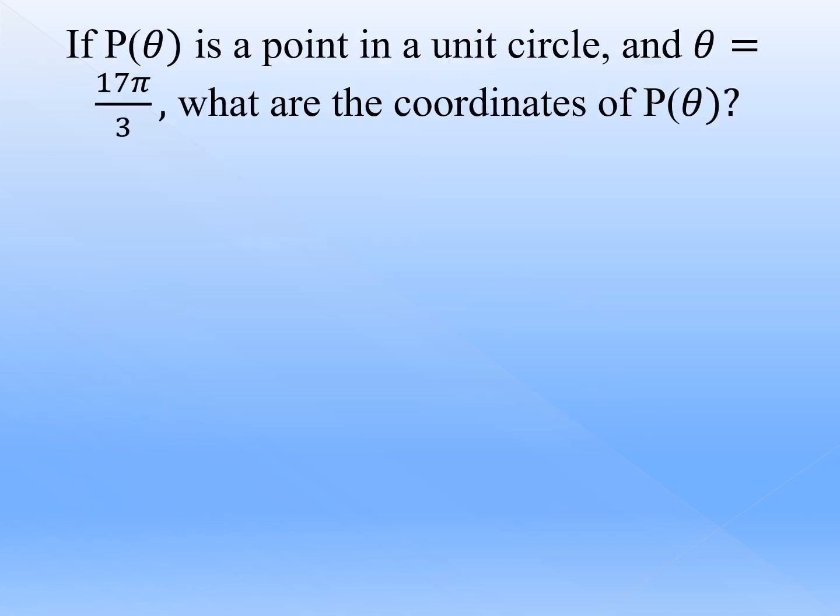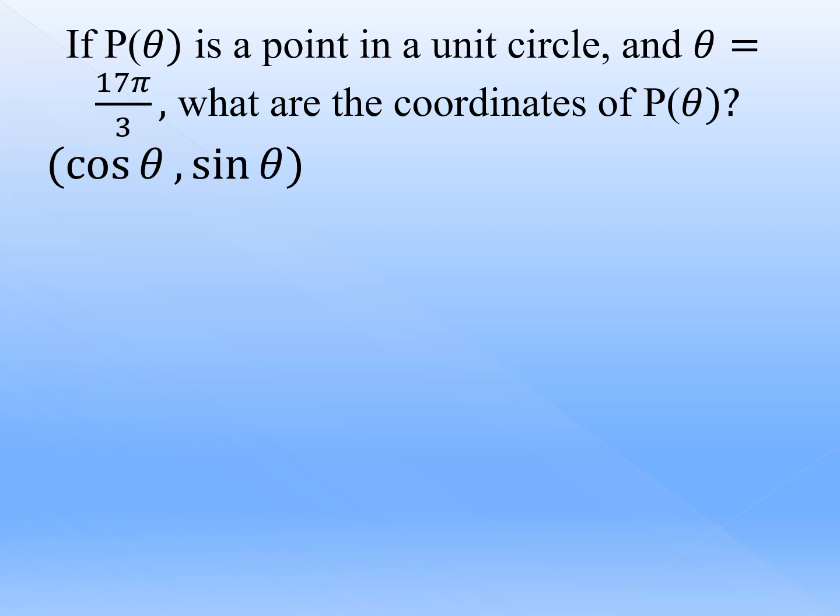Let's try another example. If P theta is a point on a unit circle and theta is equal to 17 pi over 3, what are the coordinates of P theta? If we are asked about this, we'll just simply use cos theta, sin theta. So for x, it is a representation of cos theta, and the representation for y is simply the value of sin theta.